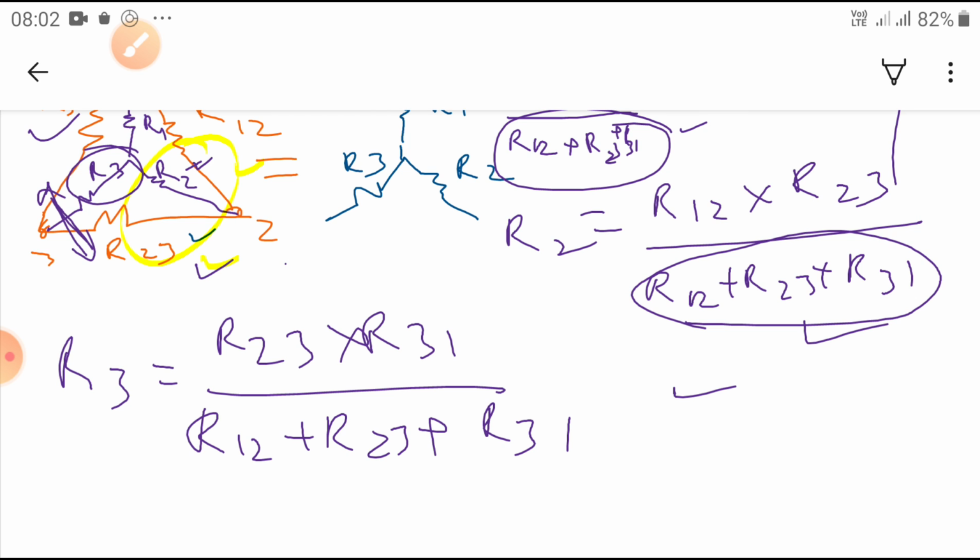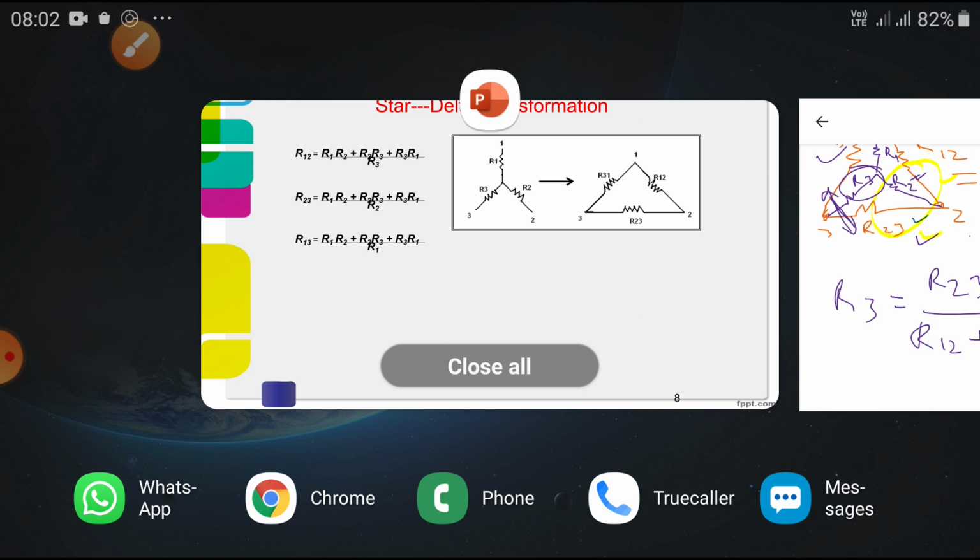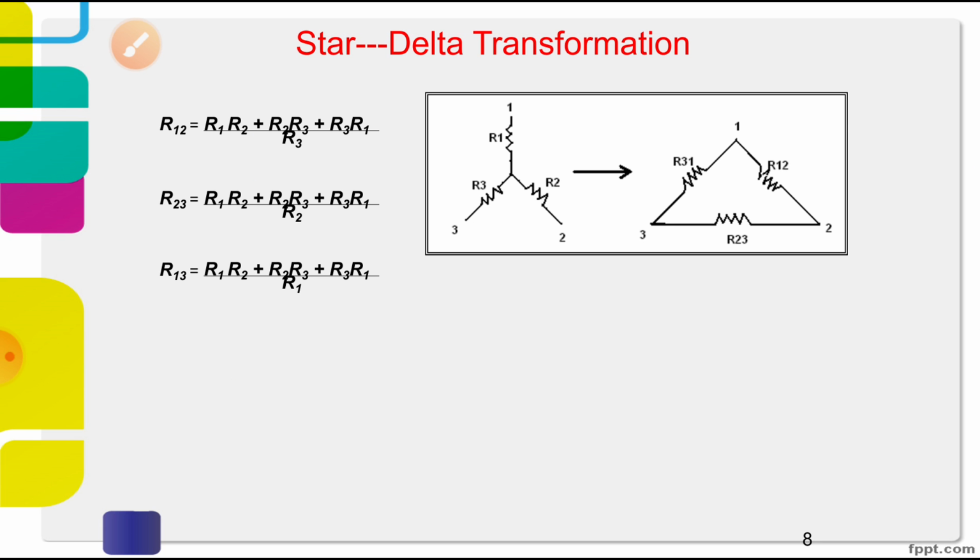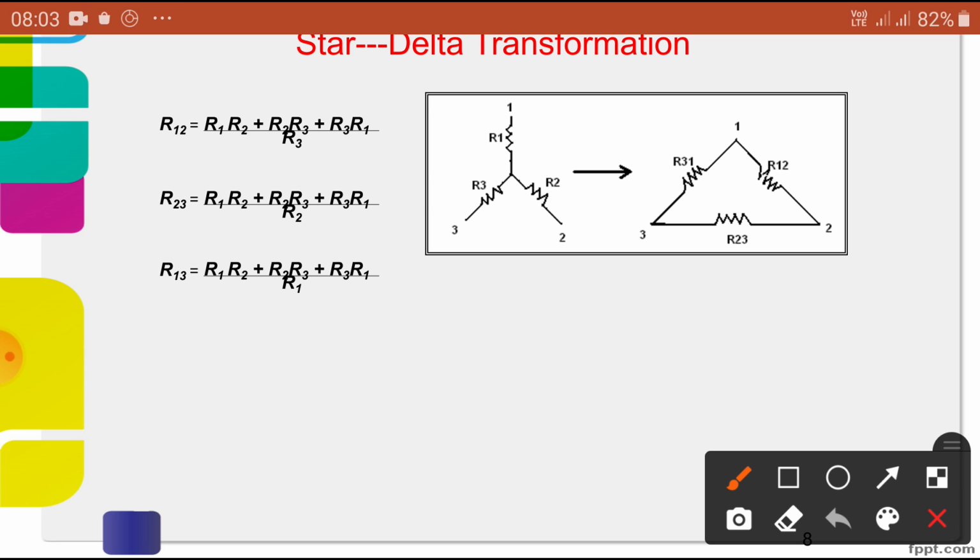Okay. So let us do it now. This is a summary of what we have seen. Star to delta: star values are given and you simply convert them into delta values. Whatever the star values given, the old ones, we convert into these new values. What is the formula? This is equal to R12, the required value, the total by the opposite value. Okay. So now it is vice versa.